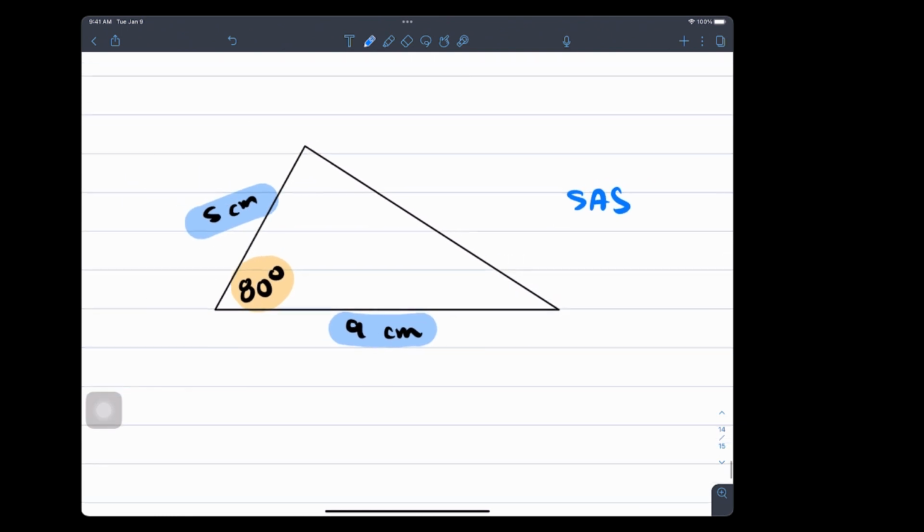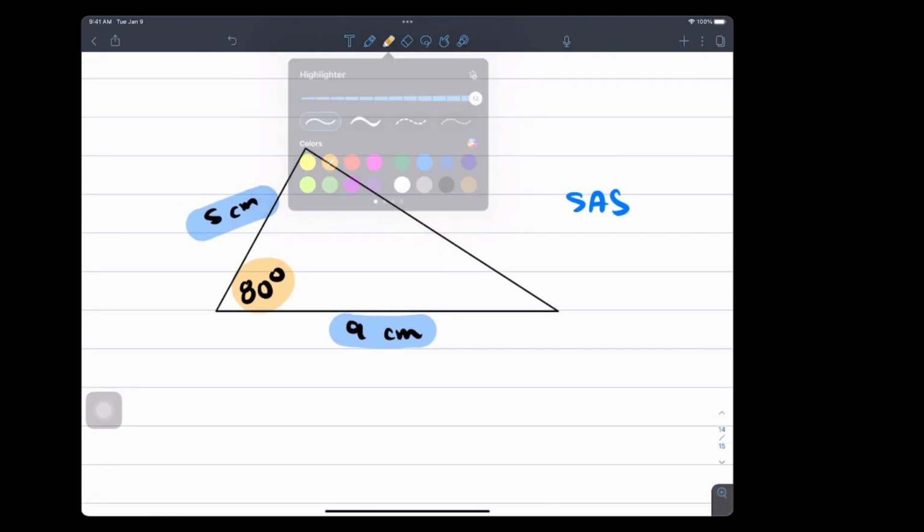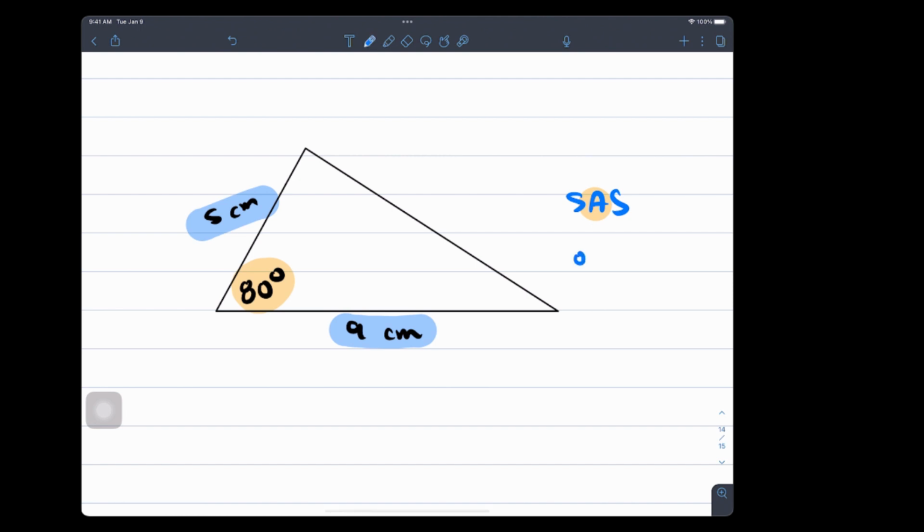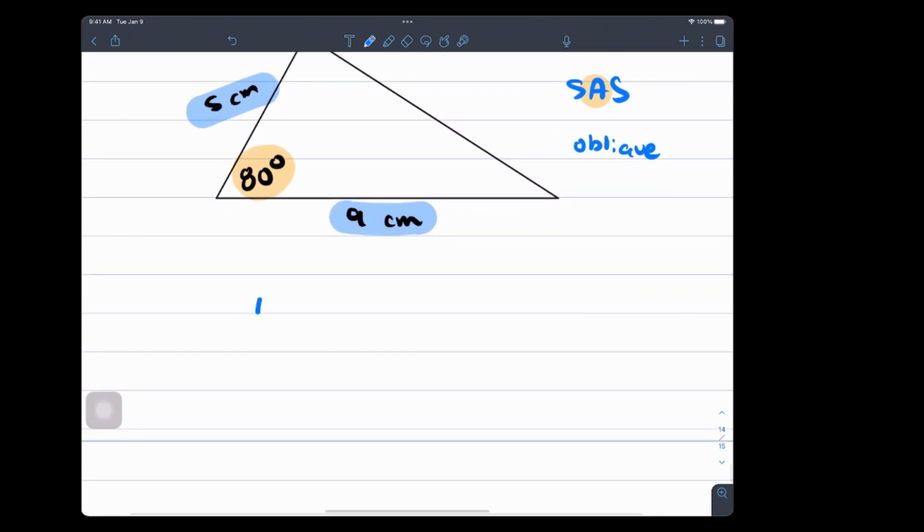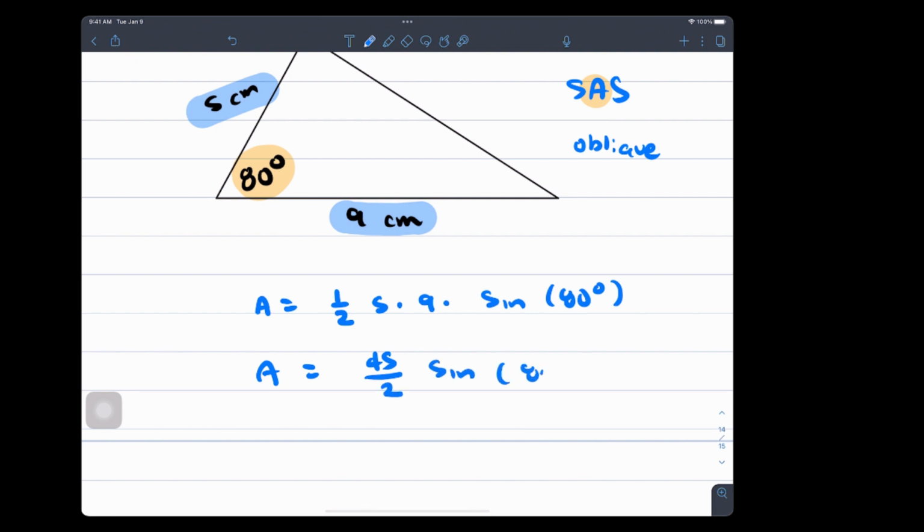The angle has to be between, here's the angle. Is your angle between two adjacent sides? Is this an oblique triangle? Yep. Okay, so what does that mean? My area is 1/2 times 5 times 9 times sine 80 degrees. And 5 times 9, isn't that 45? It's 45 halves sine 80 degrees.